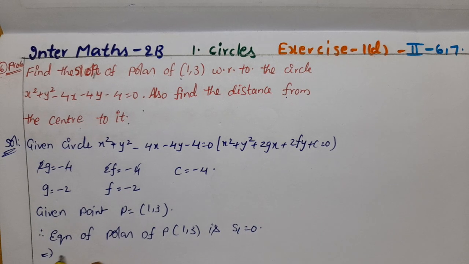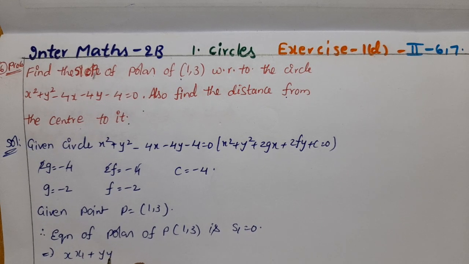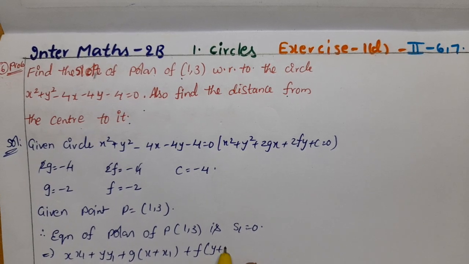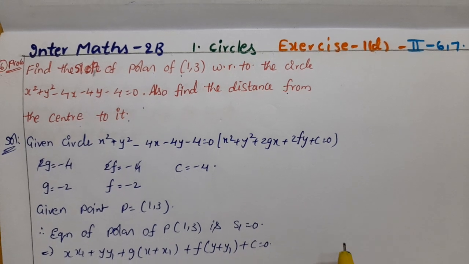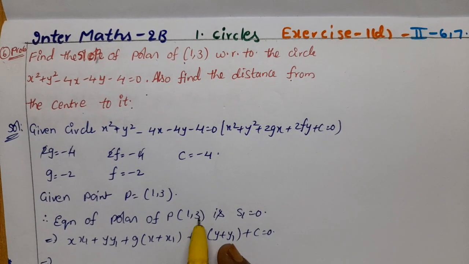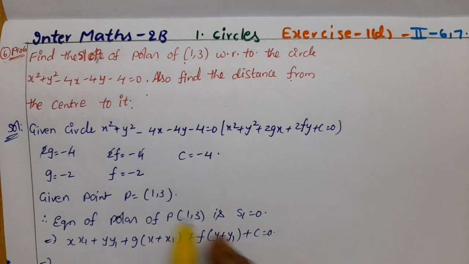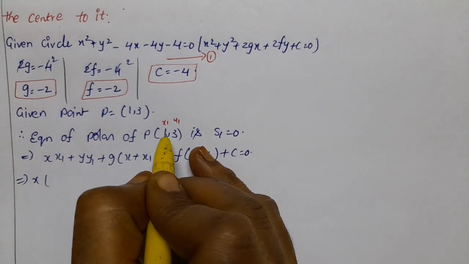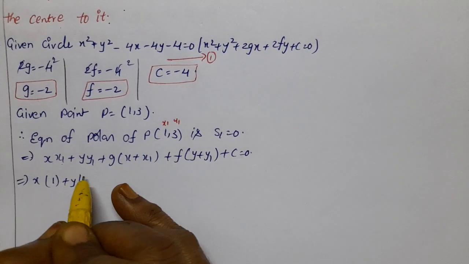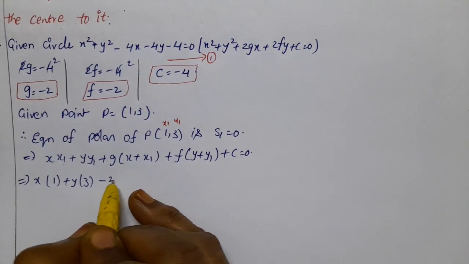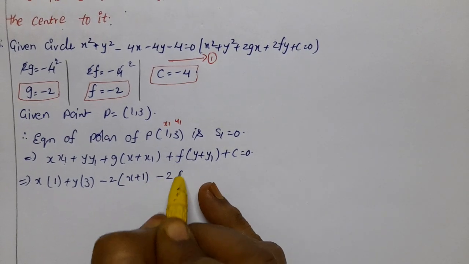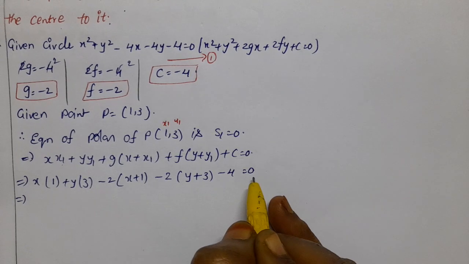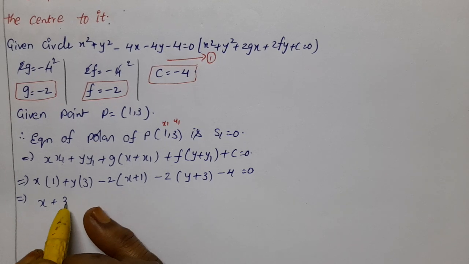S1 notation: x·x1 + y·y1 + g(x + x1) + f(y + y1) + c = 0. Here (x1, y1) is the point (1, 3), and g, f, c are from the given circle. So x·1 + y·3 + (−2)(x + 1) + (−2)(y + 3) + (−4) = 0. The x1 terms are x + 3y.